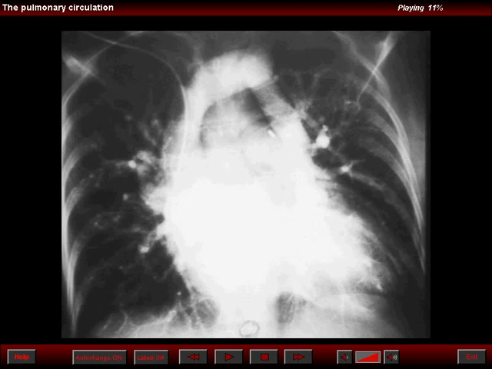In this angiogram, one can see the opacification of the left vertical vein and of a dilated innominate vein as well as the superior vena cava.